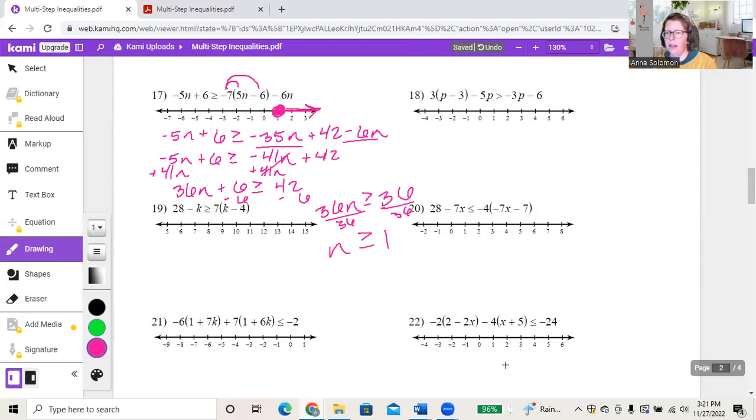All right. And that is how you solve inequality questions when they give you the equation, and that is also how to graph them on a number line.